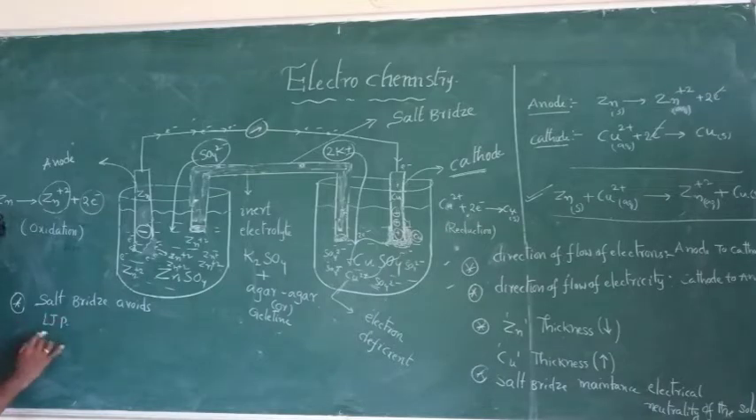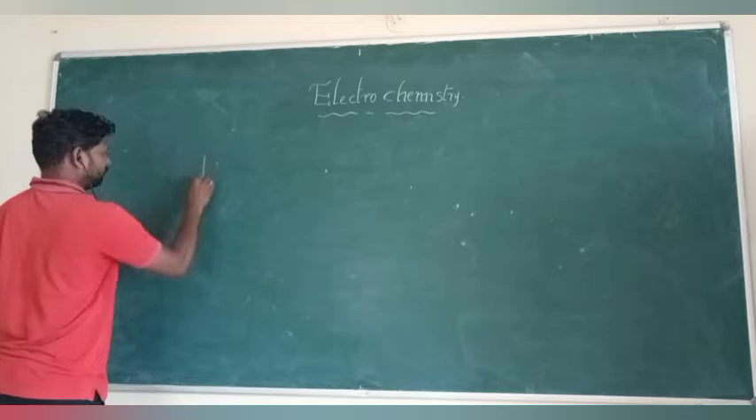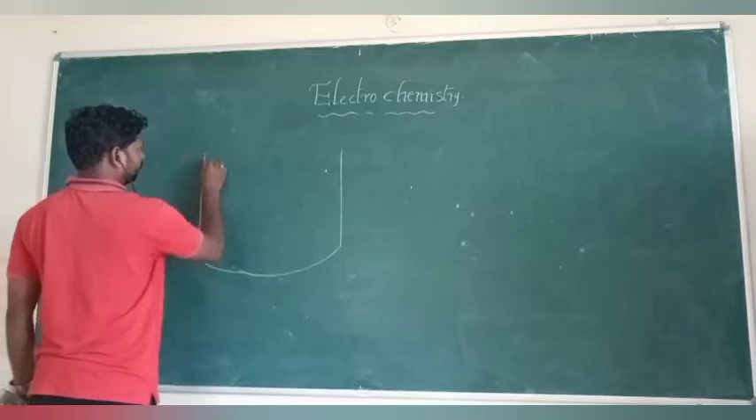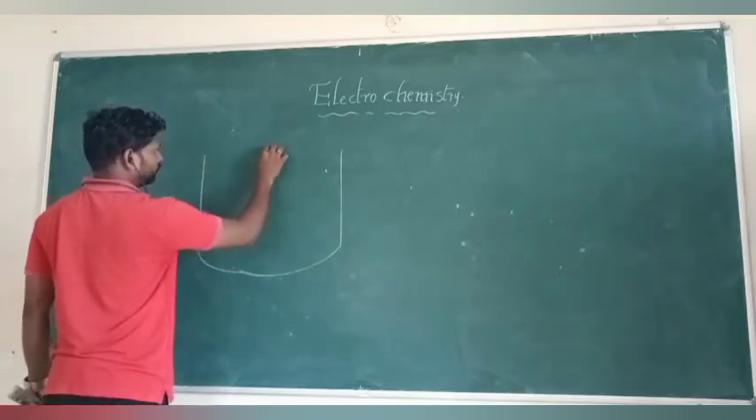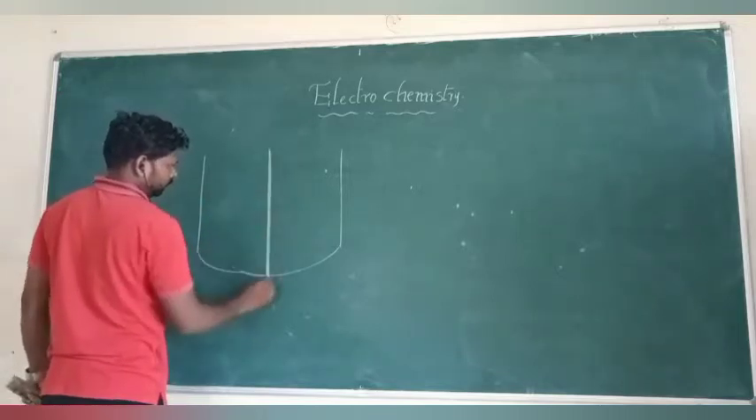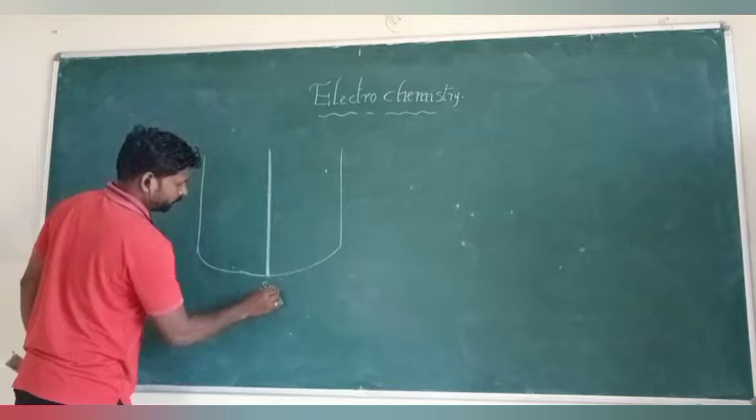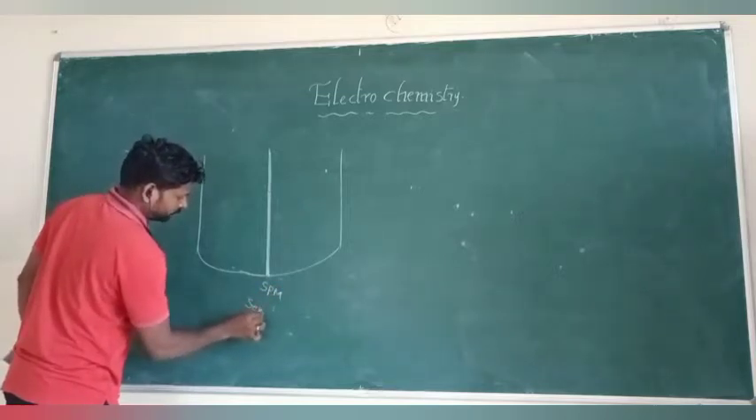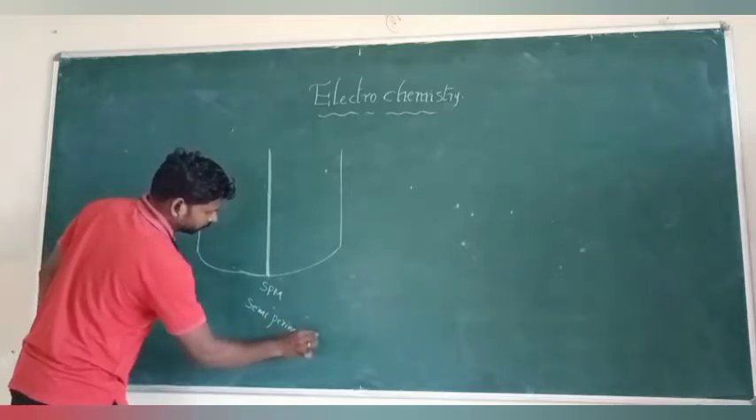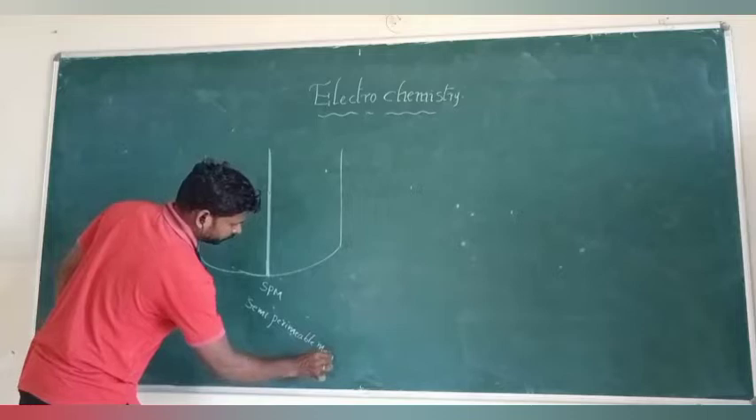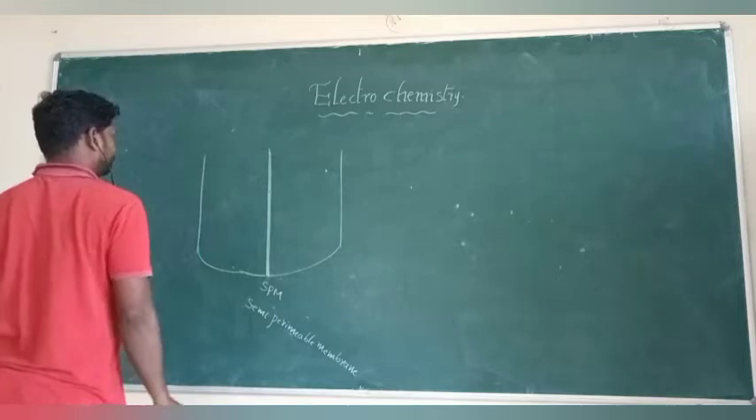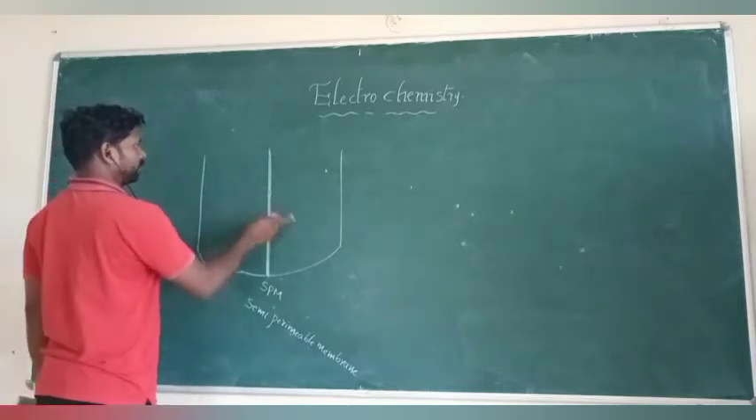Liquid junction potential. So, instead of two vessels, I am taking here only one vessel. This vessel is divided into two parts. This is a semi-permeable membrane. So instead of two containers, I am taking here one container.